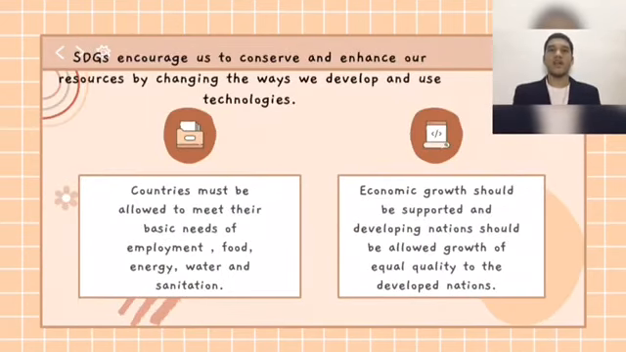Sustainable Development Goals encourage us to conserve and enhance our resources by gradually changing the ways in which we develop and use technologies. Countries must be allowed to meet their basic needs of employment, food, energy, water, and sanitation. If this is done in a sustainable manner, then there is a definite need for a sustainable level of population. Economic growth should be supported and developing nations should be allowed growth of equal quality to the developed nations. For example, underdeveloped and developing nations should get the same funds and plans the developed nations get. This will ensure a fair development across the globe.